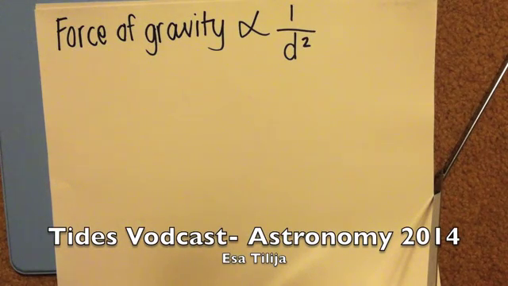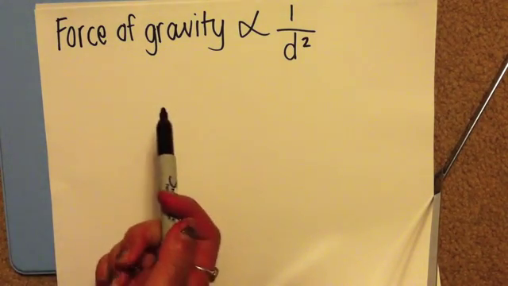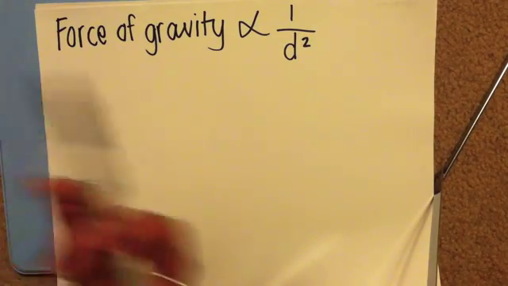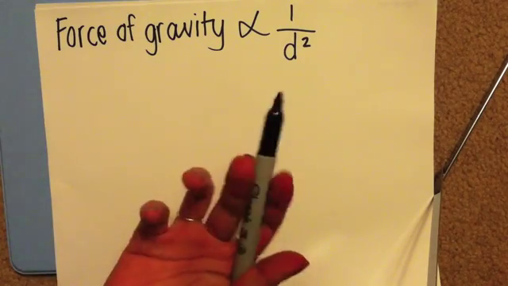Hi, so today's vodcast is all about tides. And in order to really understand how tides work, it's important to talk about Newton's universal law of gravitation, which essentially states that the force of gravity is inversely proportional to how far objects are from each other. And d in this case represents distance.